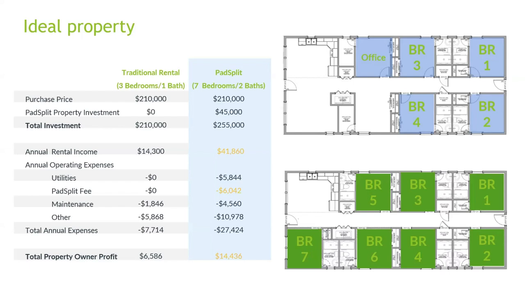There are obviously other expenses that come in line, but in this example, through maximizing, your net profit after converting it into 7 rooms is $14,400 instead of $6,500 running it as a traditional rental.